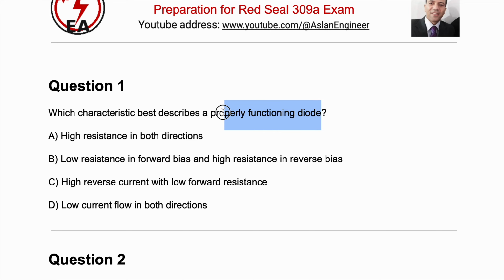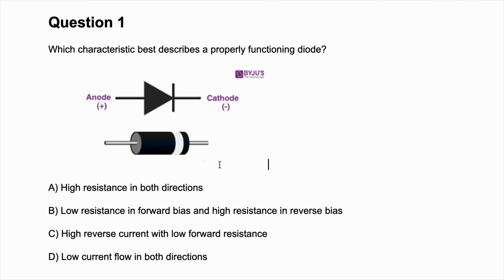Let me Google the diode symbol. Copy image. So we have the diode symbol. This is the diode. From the anode to the cathode is the conventional current flow.